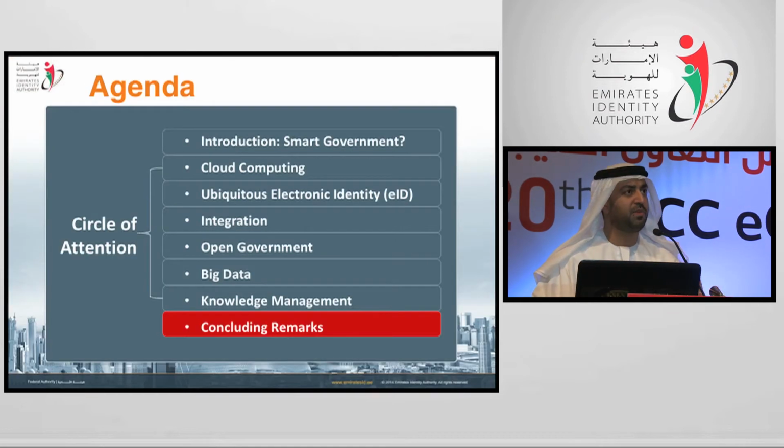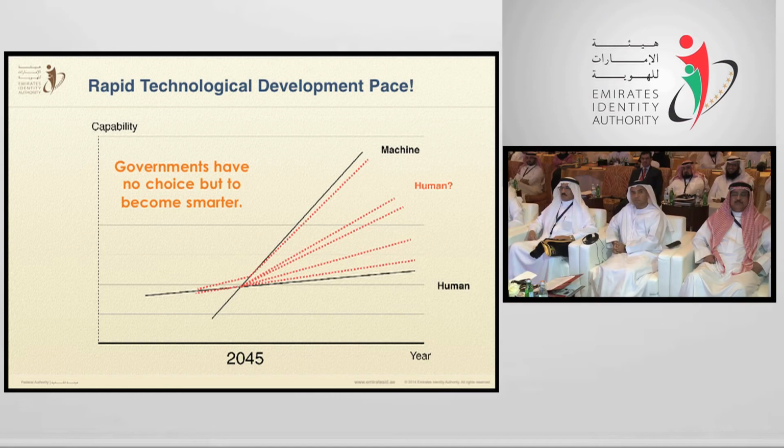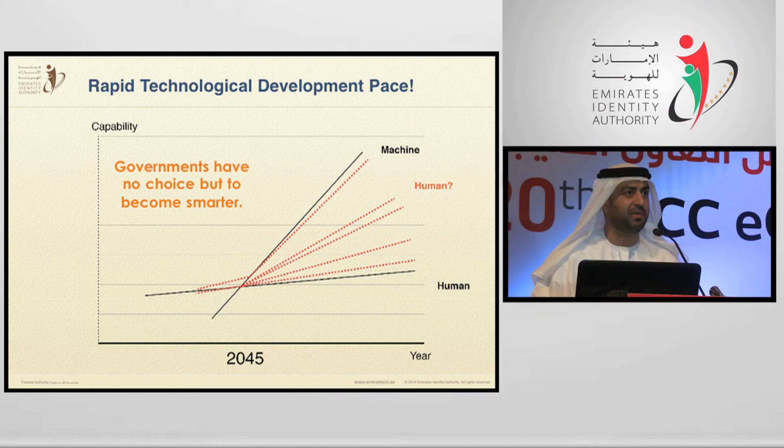Let me just conclude my presentation. Indeed, the rapid technological developments and what is happening worldwide in terms of the exponential growth in the field of technology, governments have got no choice but to get more and more smarter. By 2045, for example, indications are there, forecasts are there, that even machine capabilities are going to exceed human capabilities.